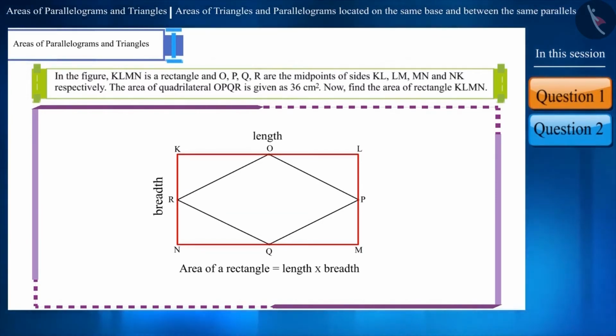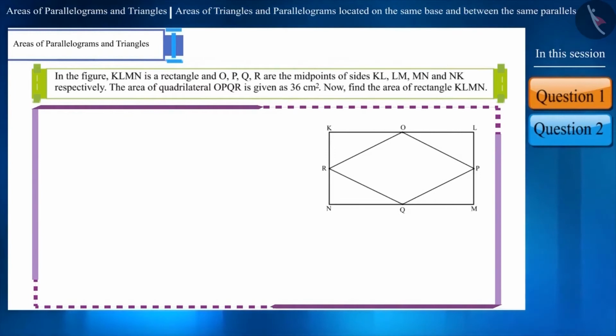But we have not been given its dimensions. We can see that rectangle KLMN is made by combining these parts. So, its area will be obtained by adding the area of all these parts. We have information about the area of OPQR, but we do not have information about the area of these parts.